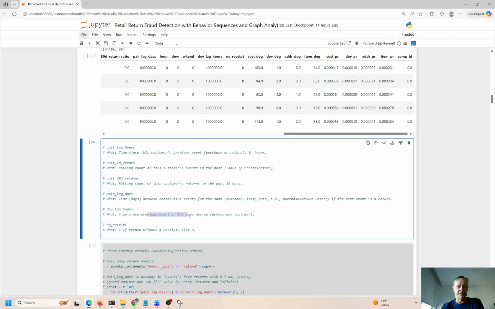Time since previous event on the same device. Okay, so you can make returns and even pay and get a refund on your phone, right? So if you get multiple refunds on the same device, either through a web browser, maybe on Amazon, maybe on Walmart, Costco, something like that, you're buying these things, you're making returns. We could also measure the device and try to understand how many returns are being pushed back to the same device. That would be a red flag. If there's dozens and dozens, that would seem very unusual, very unique, right?